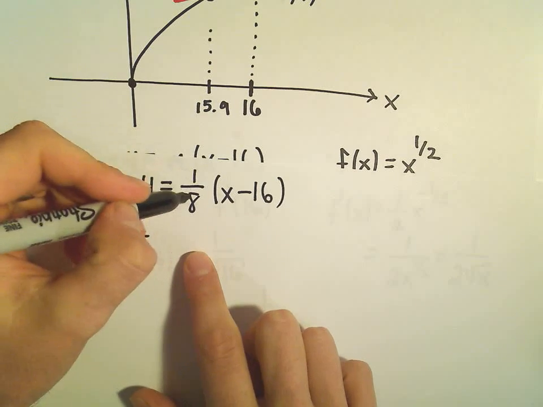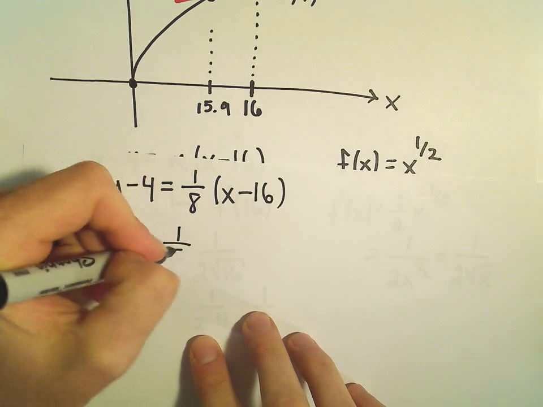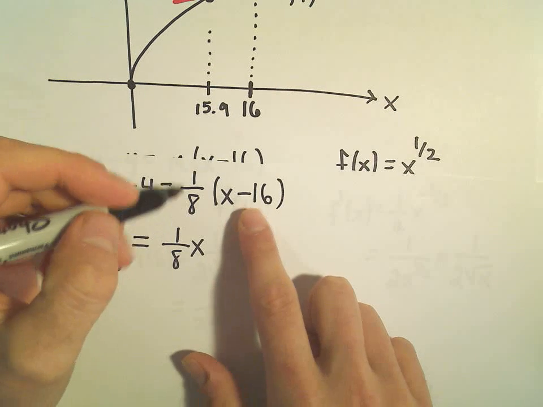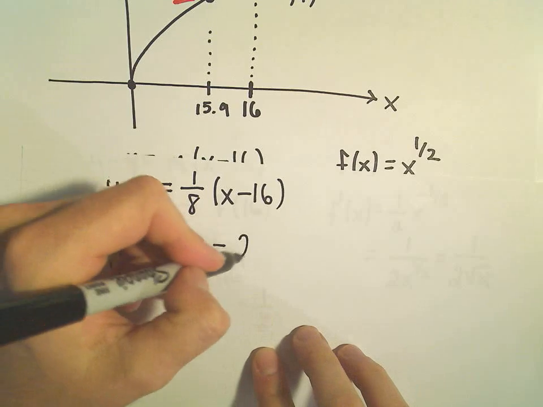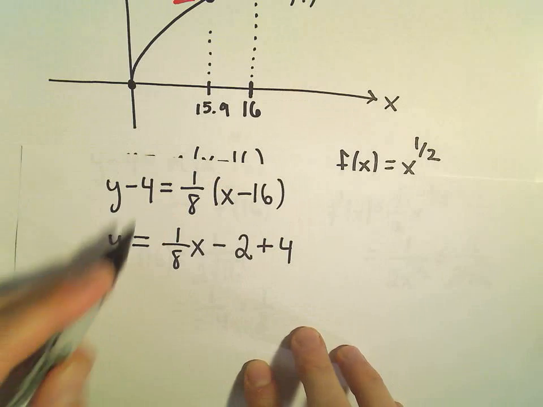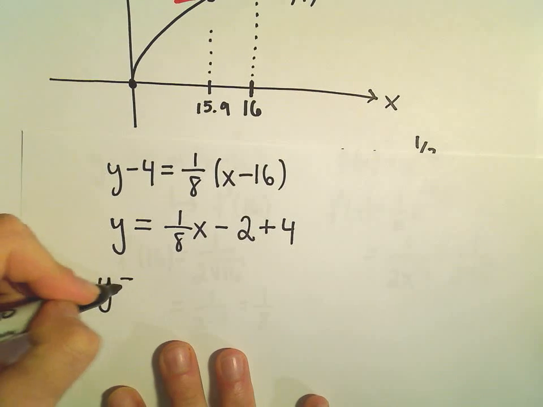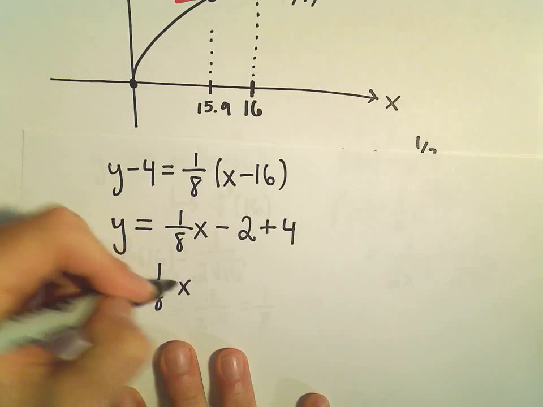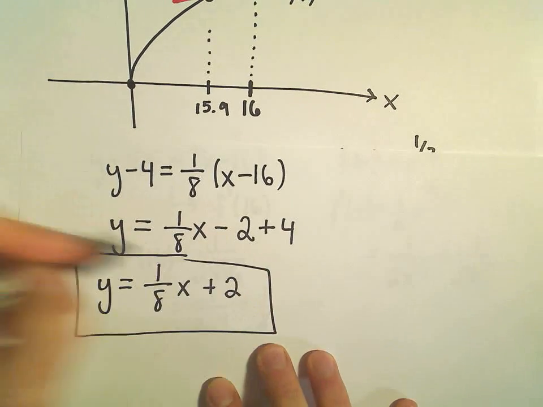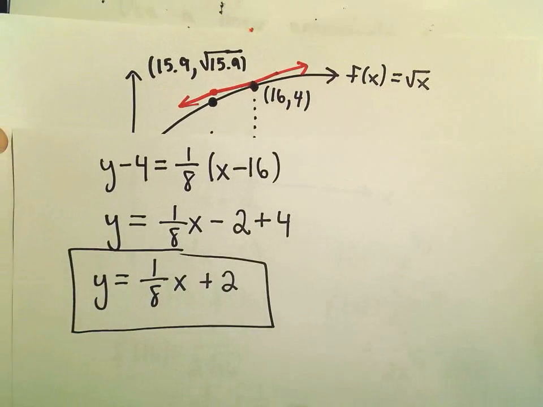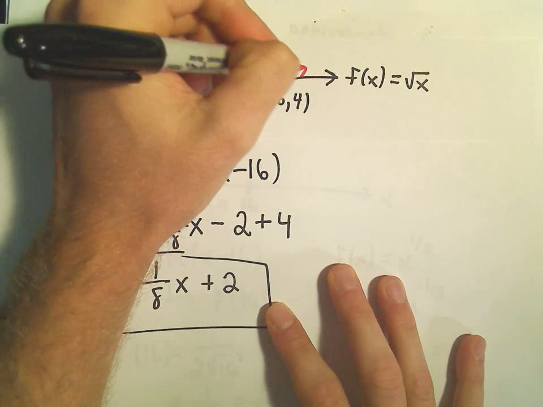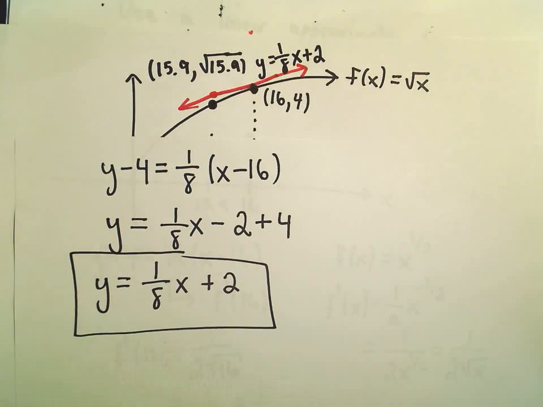If we distribute the 1/8 times x, that gives us 1/8 x. We take 1/8 times negative 16, which gives us negative 16 over 8, or negative 2. Then we add the 4 over, so y will be equal to 1/8 x, negative 2 plus 4, which gives us positive 2. So now we've got the nice little equation of our tangent line. The equation of our tangent line here is y equals 1/8 x plus 2.